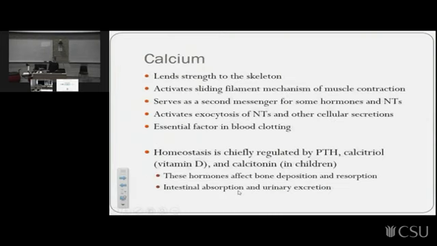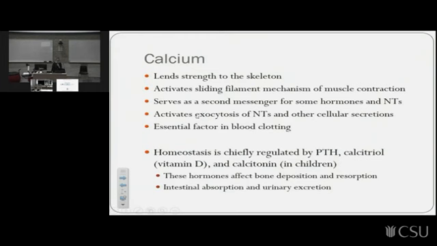And then calcium. So calcium lends strength to the skeleton, obviously, you should know that by now, and activates the sliding filament theory and the mechanism of muscle contraction. So where we've got the myosin and actin playing with each other, and then the binding that takes place when we've got calcium present in the sarcoplasmic reticulum. This serves as a second messenger for some hormones and neurotransmitters, and activates exocytosis of the neurotransmitters and other cellular secretions. So this is the act of moving proteins into and out of a cell.